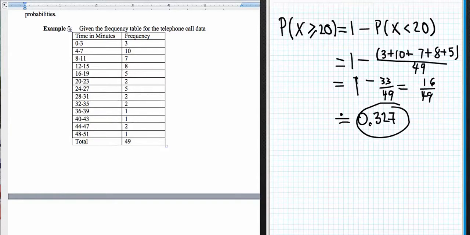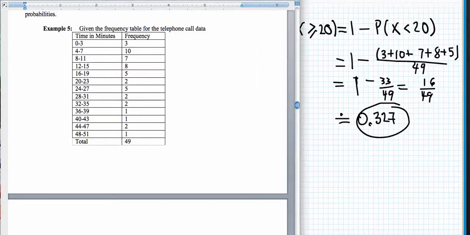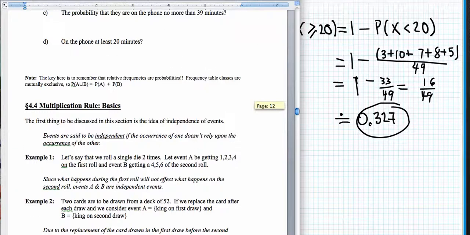Now I could also get that probability, remember, by adding 2 plus 5 plus 2 plus 2 plus 1 plus 1 plus 2 plus 1. That would be another way of finding it. Alright, so those were all of our probabilities, and that puts us at our next section. So I'll start a new video for that next section, multiplication rules.